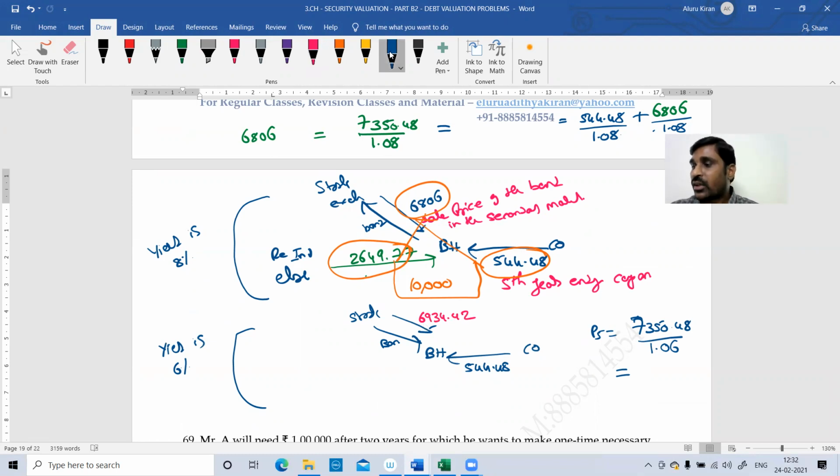6,934.42. Okay, 6,934.42. Next, this is the reinvestment income. From reinvestment, how much will he get?